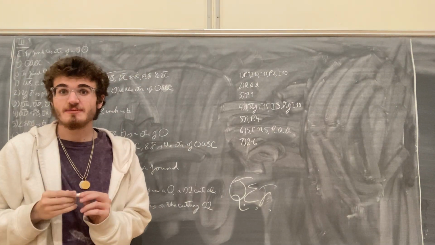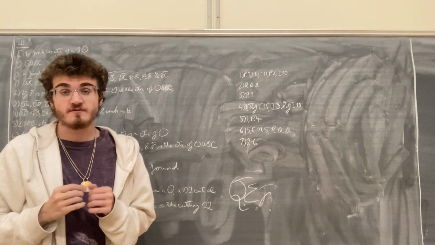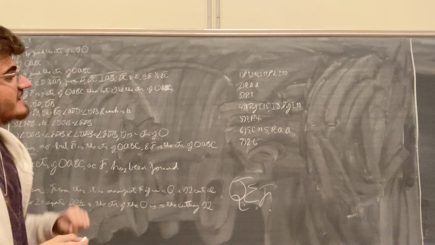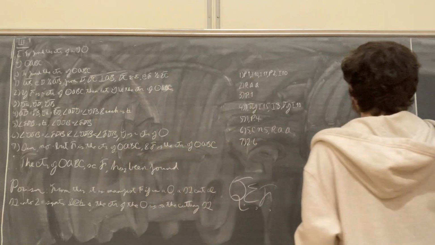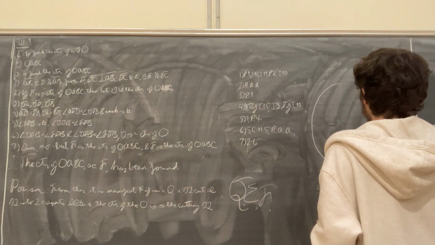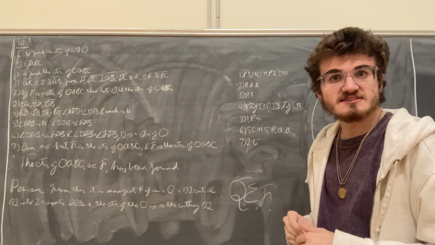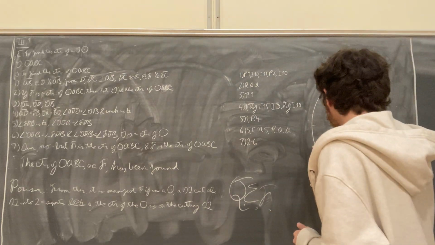Hello, this will be a demonstration of Proposition 1 from Book 3 of Euclid's Elements, which states simply to find the center of a given circle. All we are given then is a circle ABC, like so, and then it is necessary to find the center of this given circle.